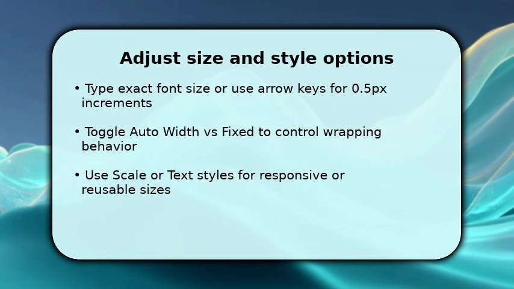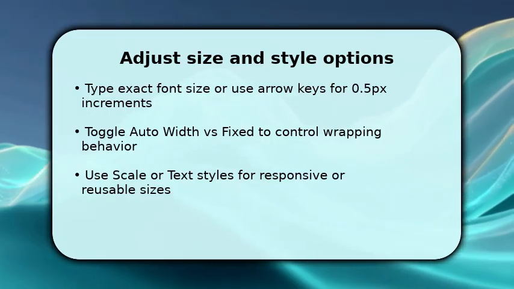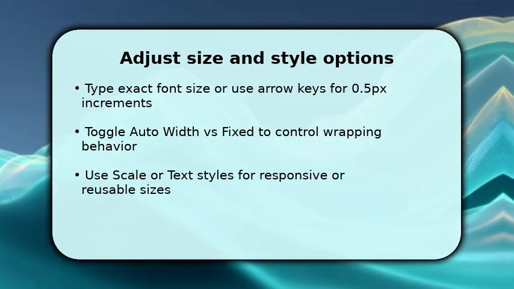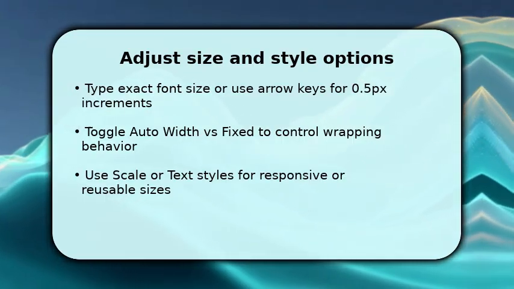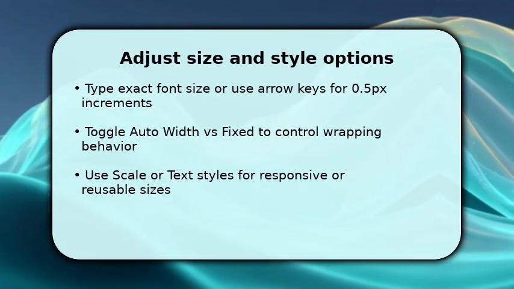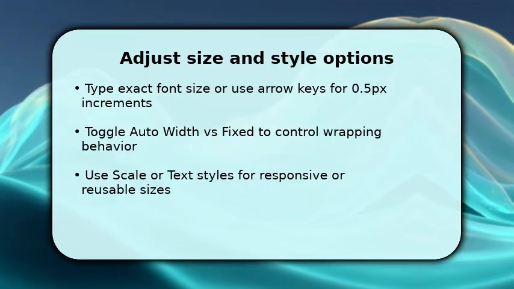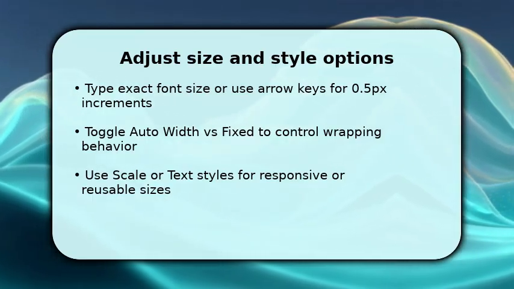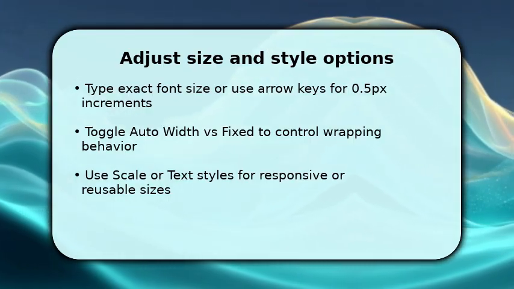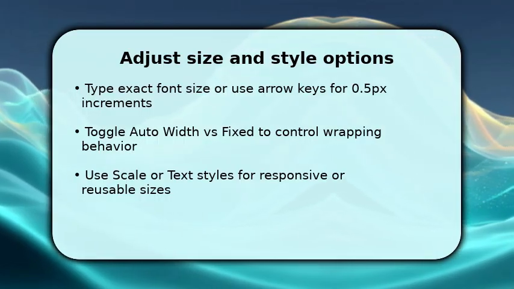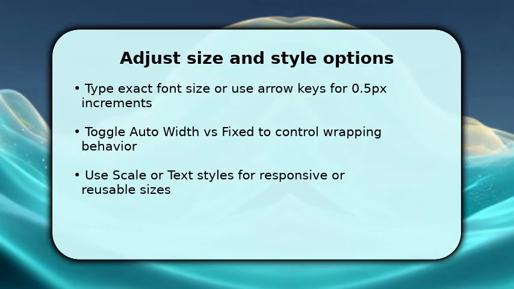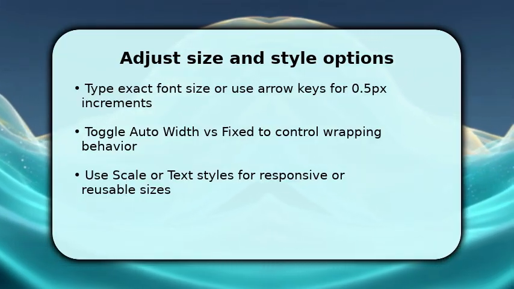Now refine the size and related settings so your text behaves correctly. Type an exact number for precision or press the arrow keys for small increments. Holding Shift often changes step size. Make sure to choose Auto Width or Fixed to control how lines wrap when the container changes. If you need consistent sizing across the file, apply a text style or U-scale in the selection menu. This helps when resizing components for different breakpoints or screens, keeping hierarchy intact.